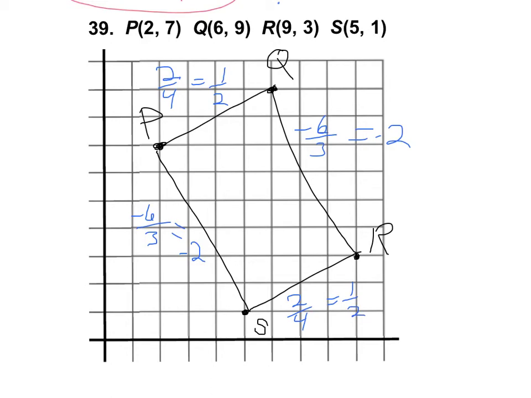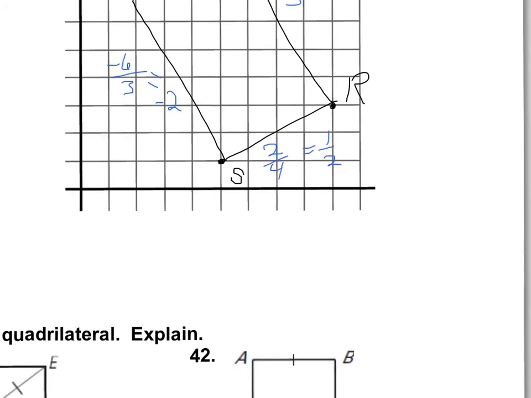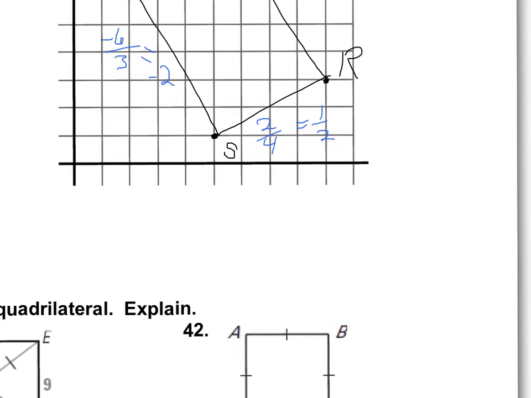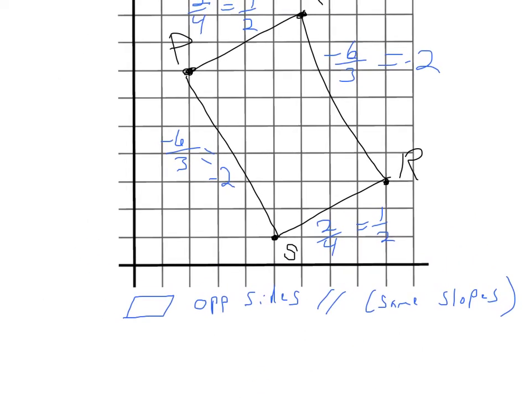Okay, so I'm going to kind of start off the same way. I'm going to say, first of all, this is a parallelogram because opposite sides are parallel. They have the same slopes, and you can see I've marked it above. All right, so can we get more specific? I said it kind of looks like a rectangle.